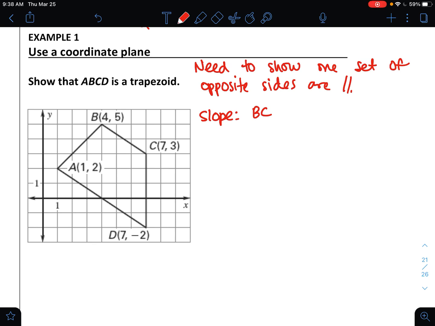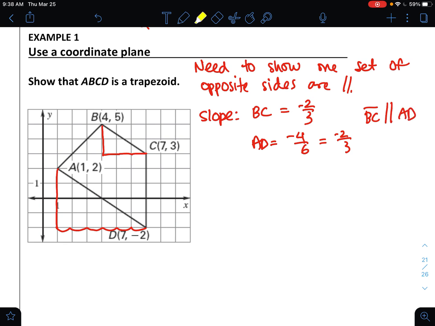So I'm going to take an educated guess that BC and AD look like they might be parallel. So I'm going to count slope. So BC, the slope, I'm going to use rise over run. So it's going down 1, 2, 3 over 3. Do I have the same thing on AD? So I'm going down 1, 2, 3, 4, and then over 1, 2, 3, 4, 5, 6. Okay, but that does reduce to negative 2/3. All right, so BC is parallel to AD.